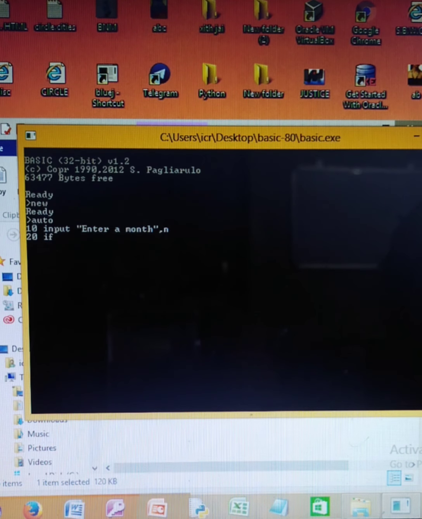I'll check here with IF N is equal to 12, OR, which is an operator in BASIC, N is equal to 1, OR N is equal to 2, then PRINT winter. If N is equal to 3, or N is equal to 4, or N is equal to 5, then we will be printing spring.